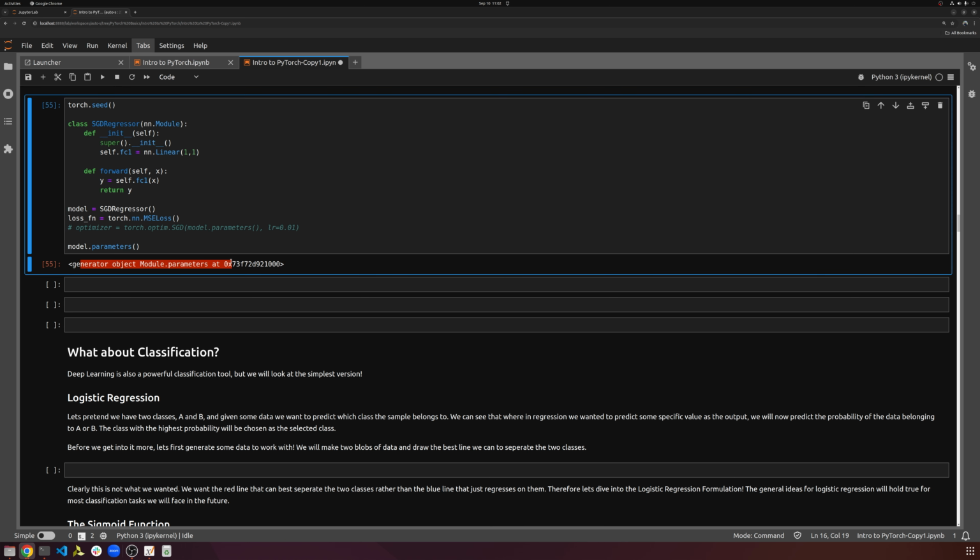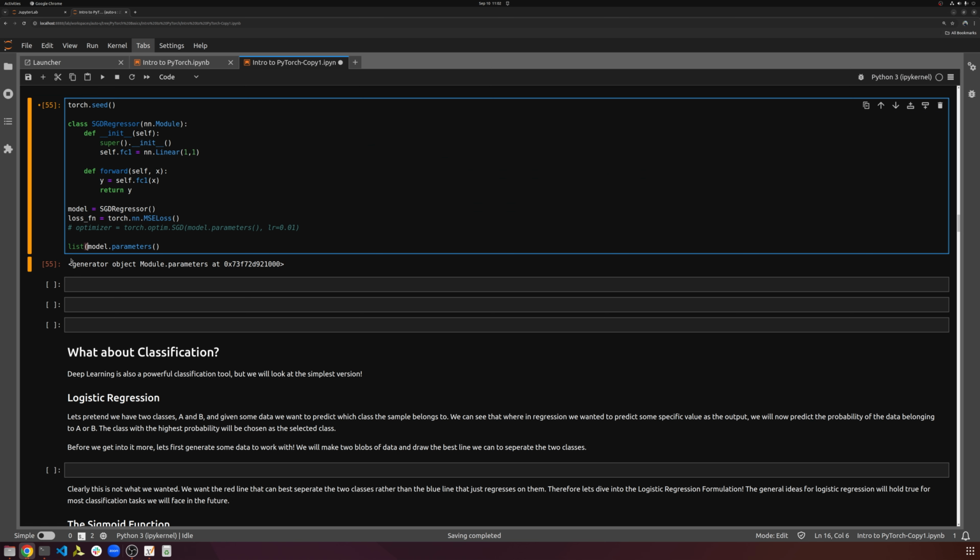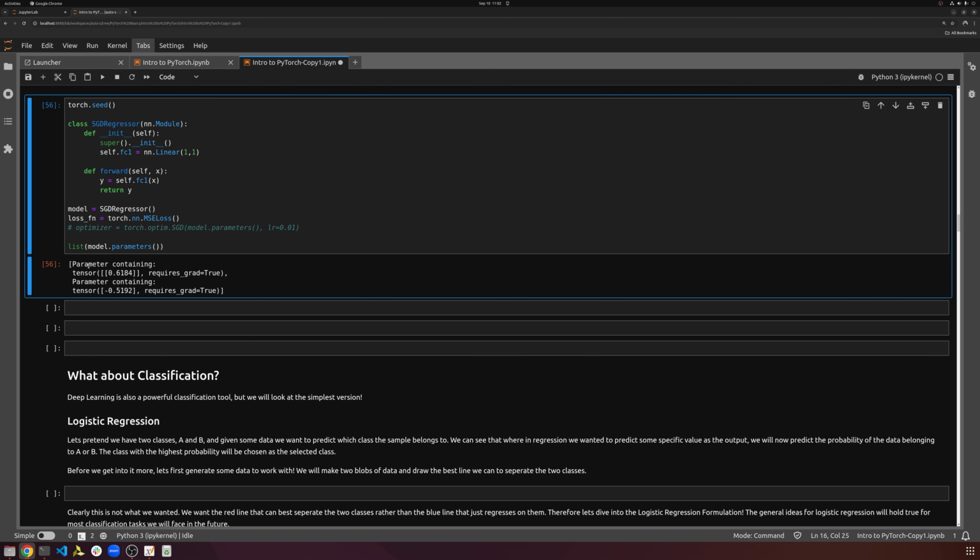It creates a generator, right? So we can unpack it and just do list. So this is a parameter containing this tensor and a parameter containing this tensor. These are my two parameters, the weight and the bias. Now, I don't know which is which, so we can look at the named parameters in just a bit, but basically we're giving the model these two parameters to optimize. And notice all these parameters have requires_grad set to True because these are learnable parameters. We need to compute the gradients of them so we can actually update them, right?